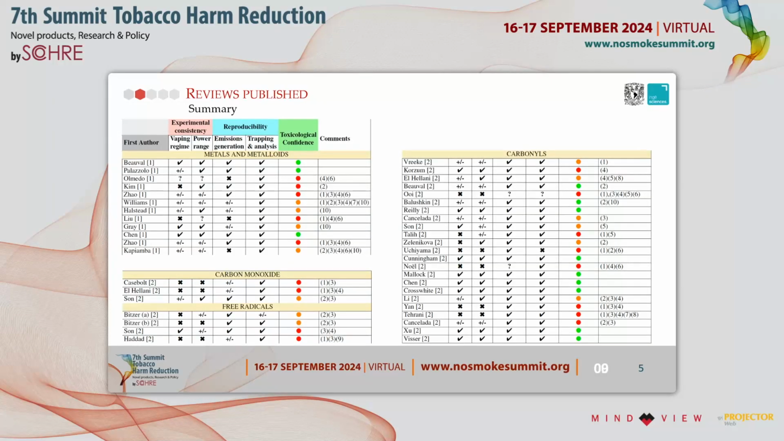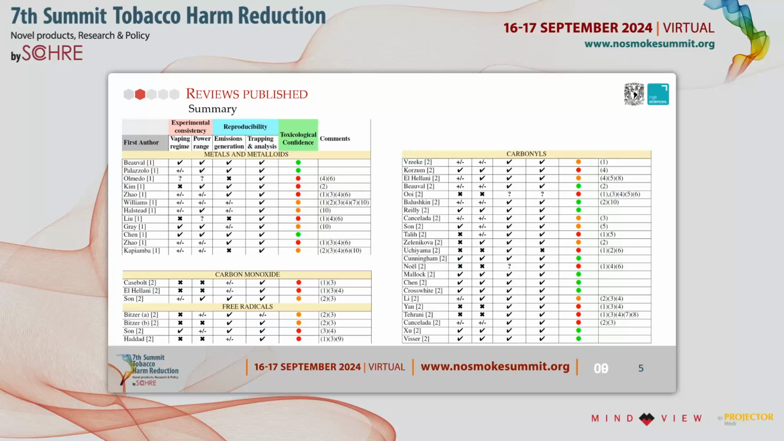So we conducted a review of papers looking firstly for metals and metalloids in emissions, and then for aldehydes, carbon monoxide, and free radicals in a second review. Despite the lack of details provided on the conditions of generation, there is an ongoing systematization of high-power devices with a low vaping regime.